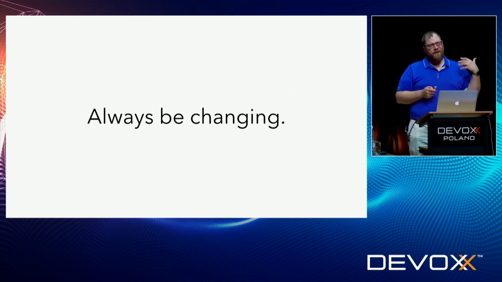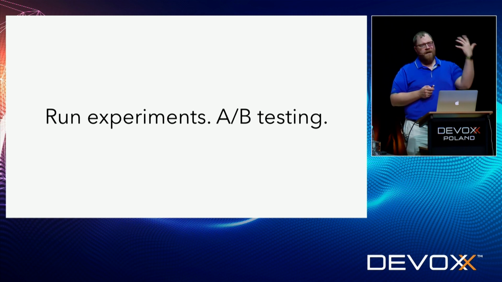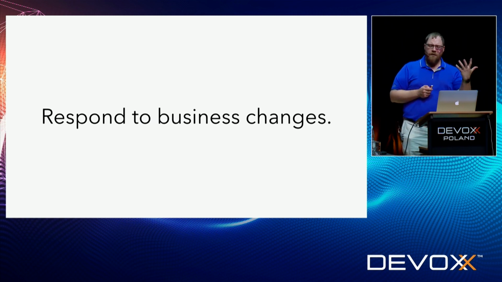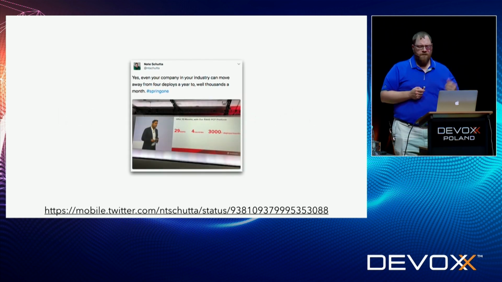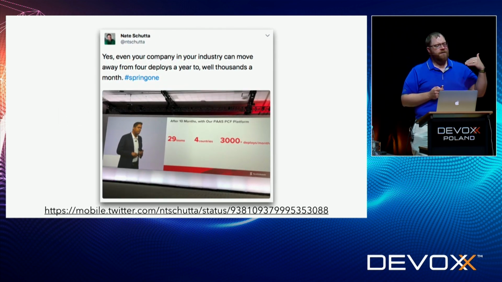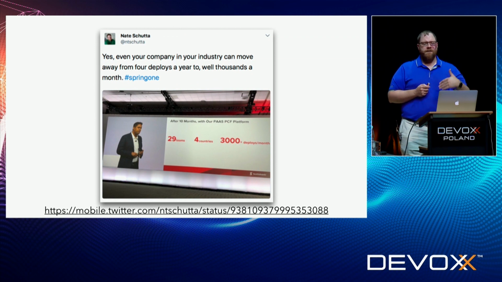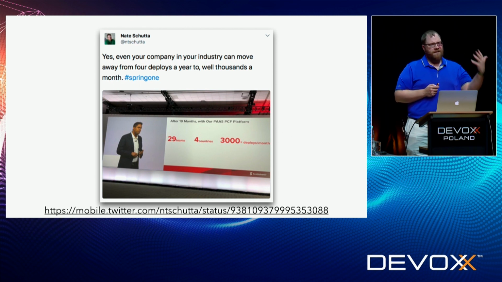Today we have to always be changing. We have to run experiments. We have to do A/B tests. We have to be much more responsive to the changes that are happening in our business environment. I have to deliver in days, not months. So at Spring One a couple years ago, a person from Scotiabank got up and talked about how, yes, we used to do quarterly releases, and now we do thousands of releases a month. Now, that didn't happen overnight. That takes time. That takes years.